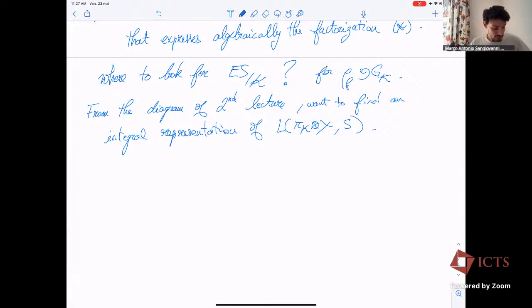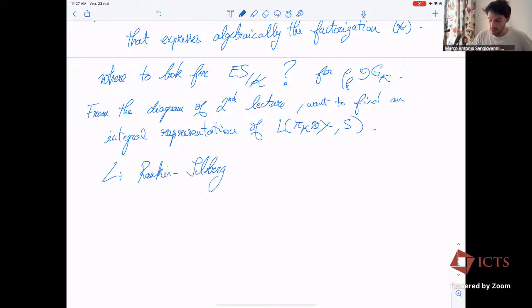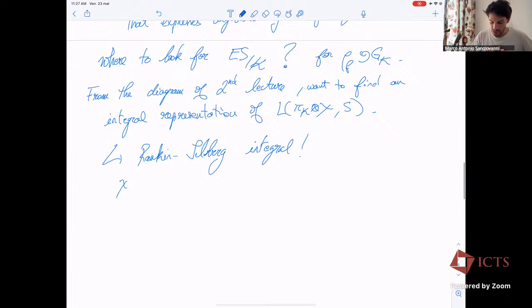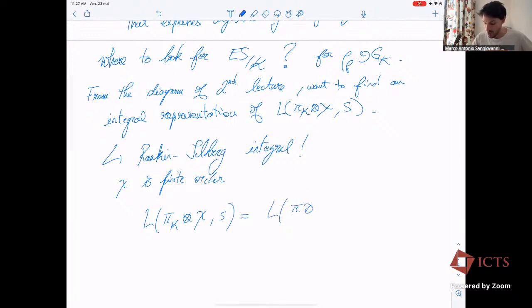And this is given by the Rankin-Selberg integral. So that is, say chi is finite order, then L of pi base change to K tensor chi, at s, is the same thing as the L function of pi tensor with the automorphic induction of chi. So this is an automorphic representation of GL2, which is the one generated by a theta series.